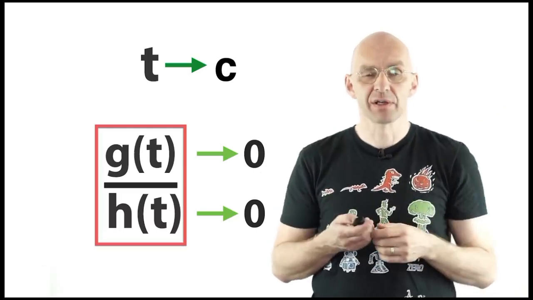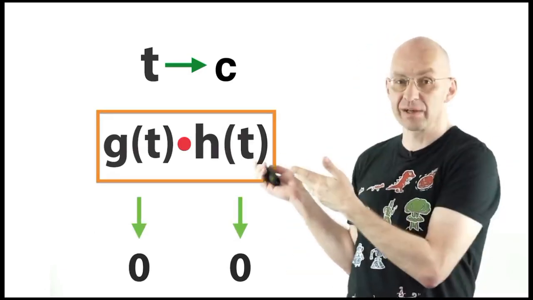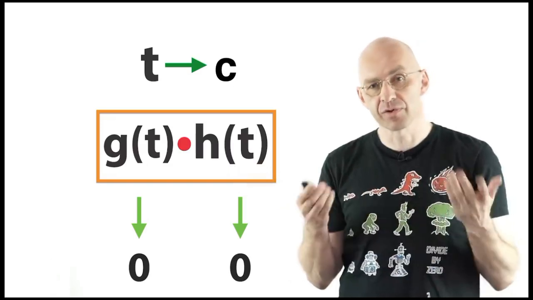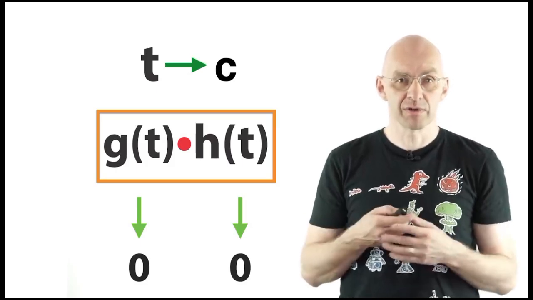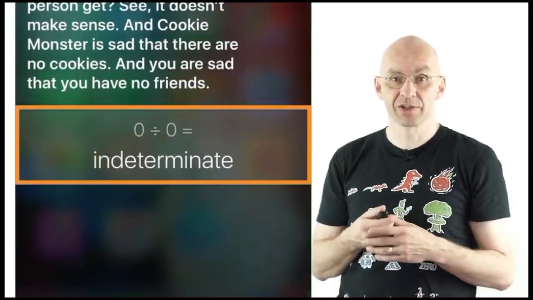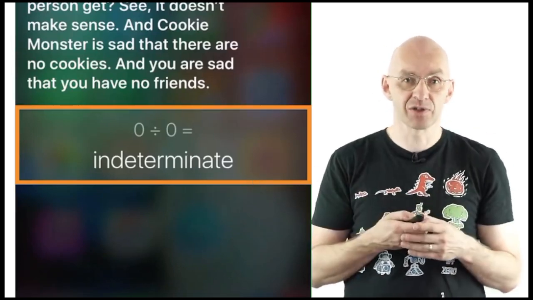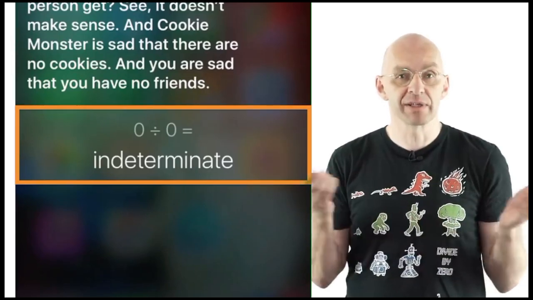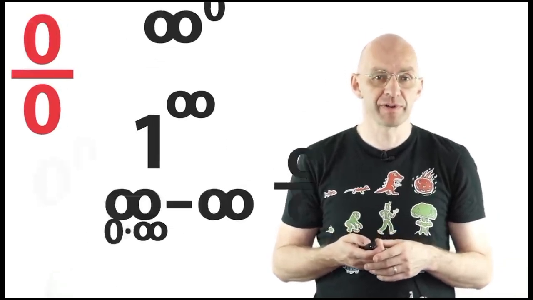On the other hand, if you were to consider the product, you don't have to know anything about g and h except that they both go to 0 to conclude that the product will go to 0. And even Siri knows about indeterminate. So if you ask about any of those strange expressions that I showed you, Siri will tell you they're all indeterminate. So let's just have a look at an example, 1 to the power of infinity.